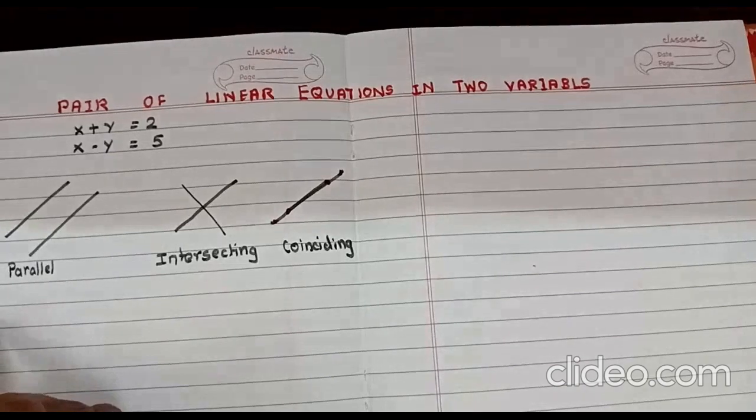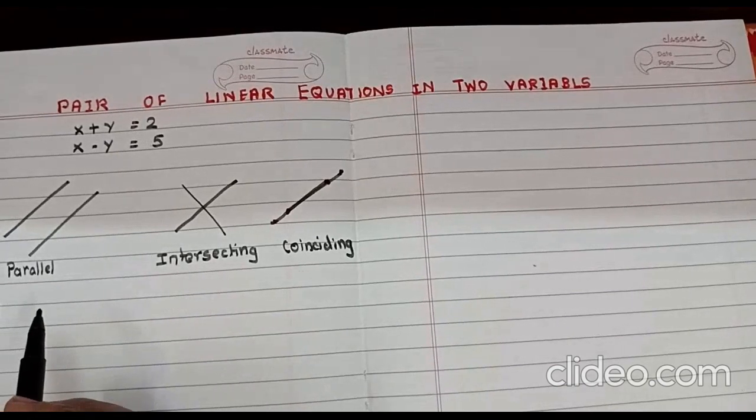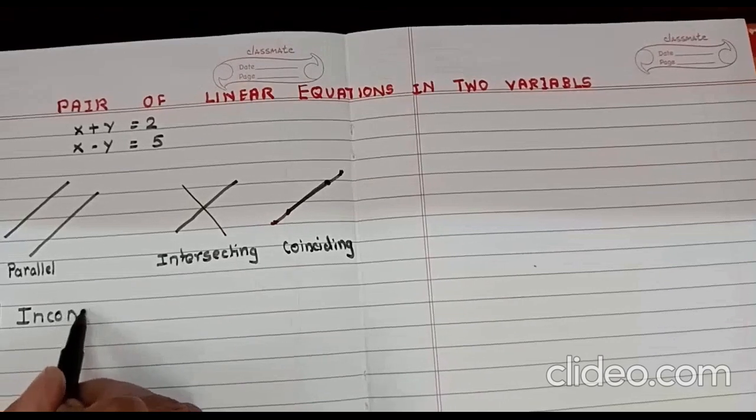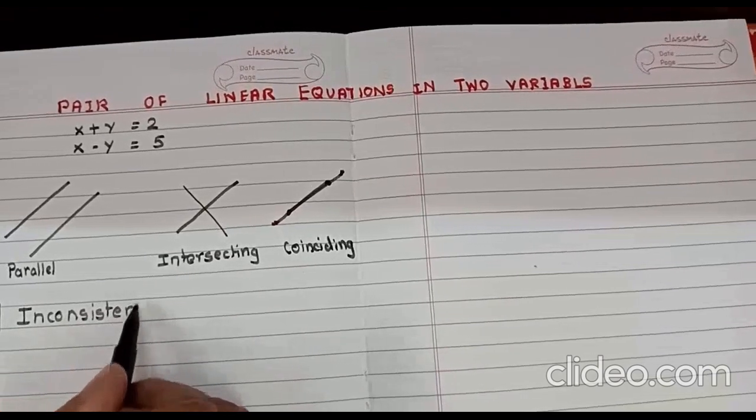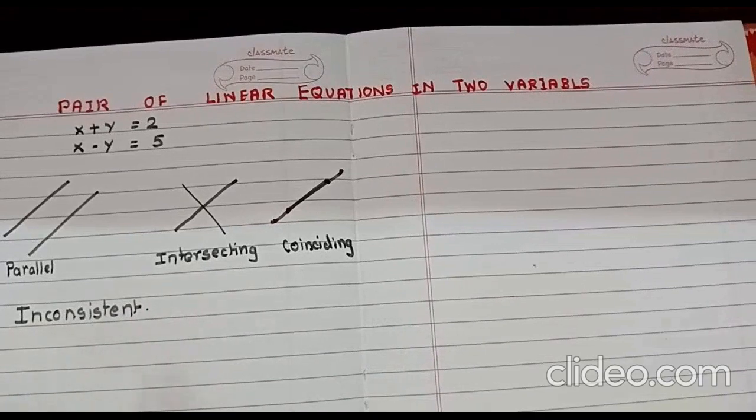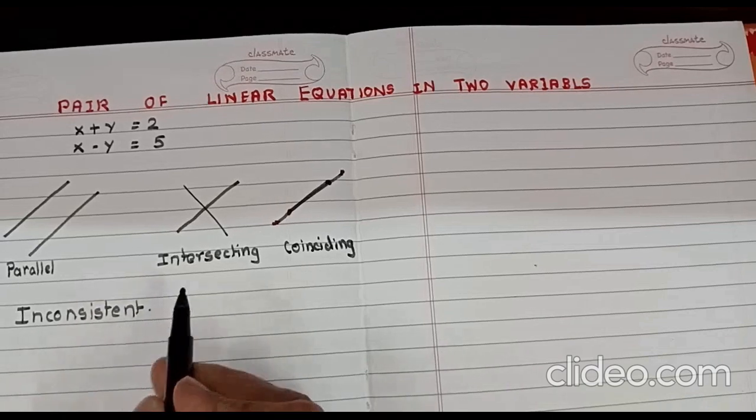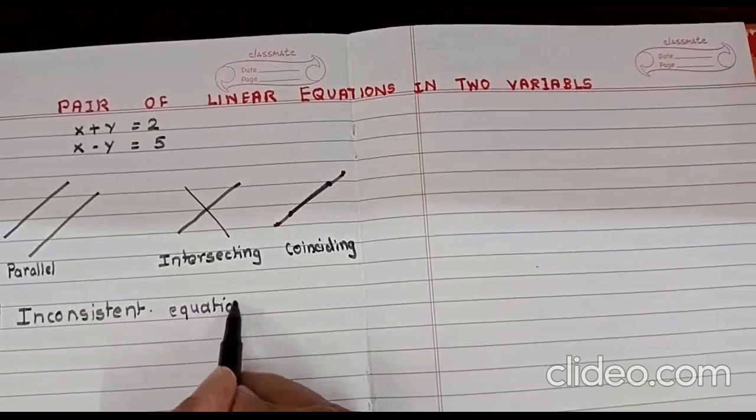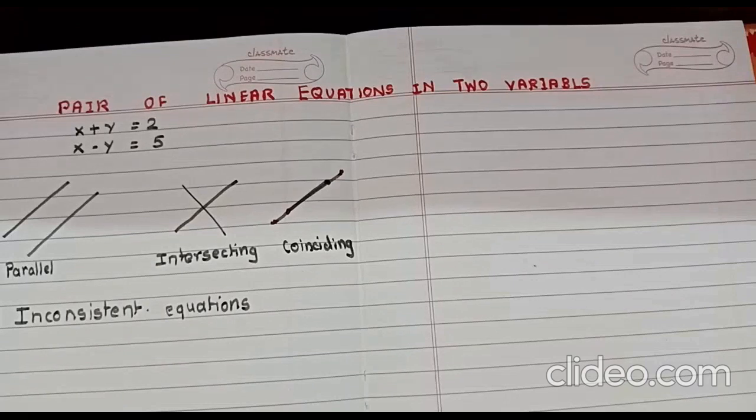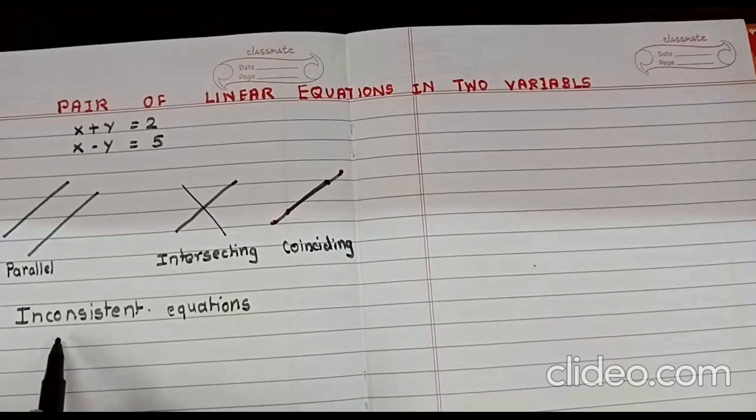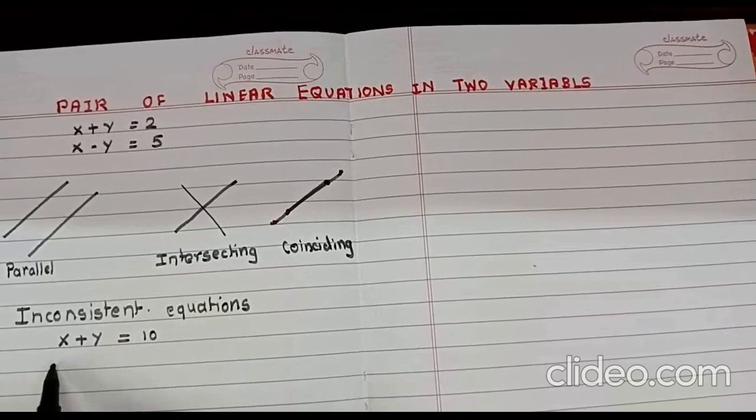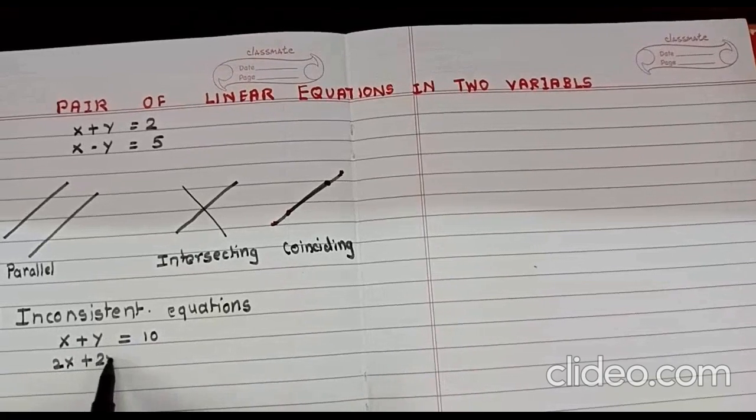What will be the first solution? First, parallel lines which have no solution, these are called inconsistent. A pair of linear equations which have no solution are inconsistent equations. Take an example of inconsistent equations. One equation may be x plus y is equal to 10, and the other equation may be 2x plus 2y equal to 15.